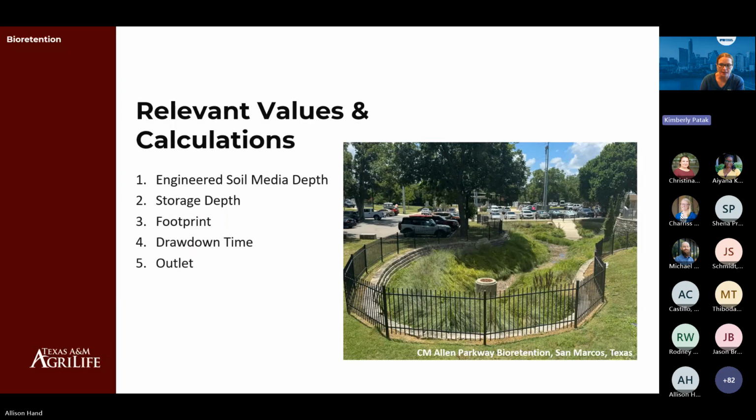We're going to step through a design example here of how to design a bioretention facility. I see that we're running close on time, so I'm probably going to step through this pretty quickly, but all the information will be posted here.